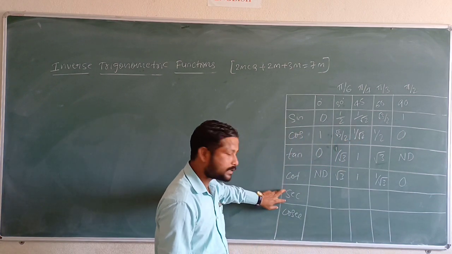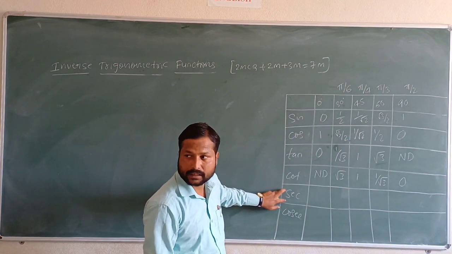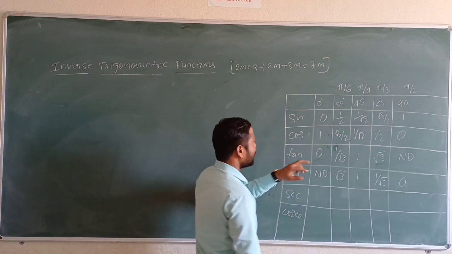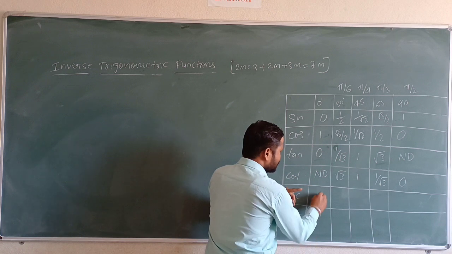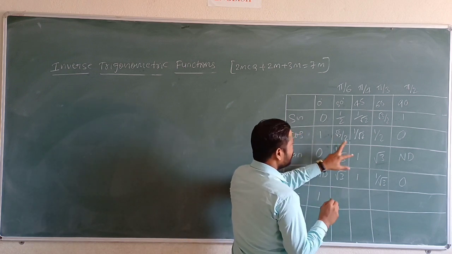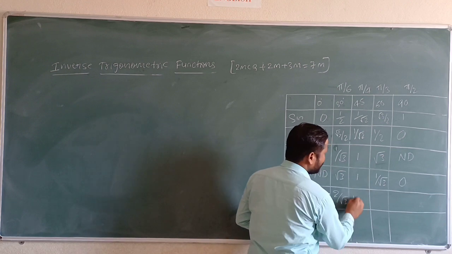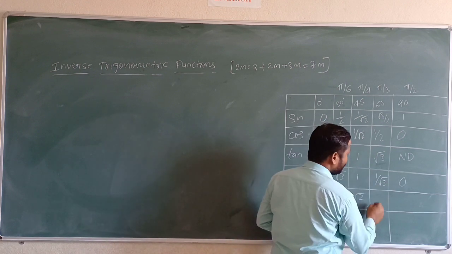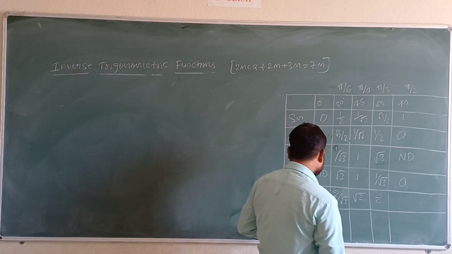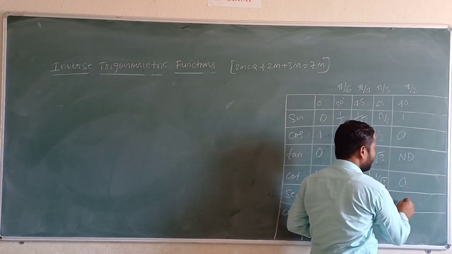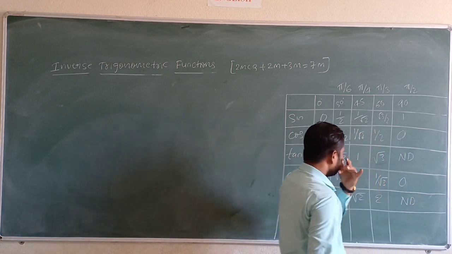Then go for the secant table now. Secant is nothing but the reciprocal of cos. It is 1 by 1 reverse, 1 only. Root 3 by 2 reverse, 2 by root 3. 1 by root 2 reverse, root 2. 1 by 2 reverse, 2. Secant means 1 by cos. That is 1 by 0, not defined.